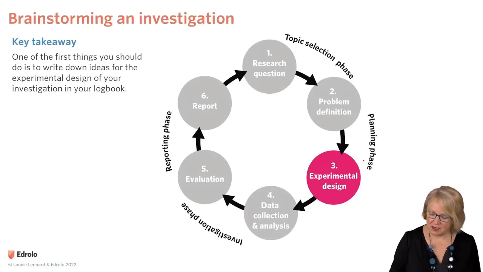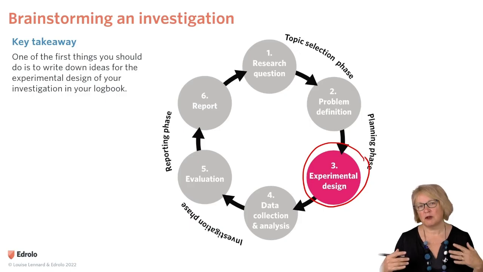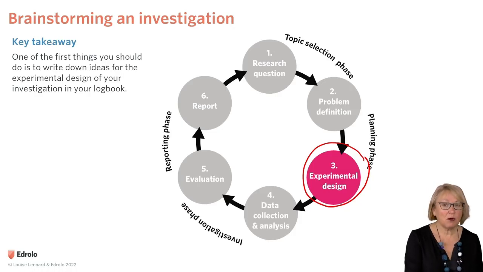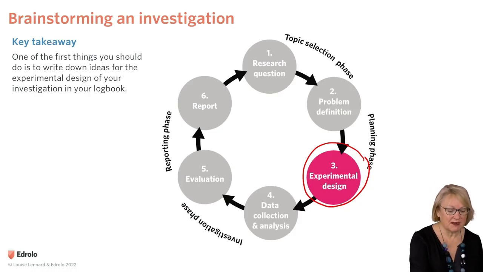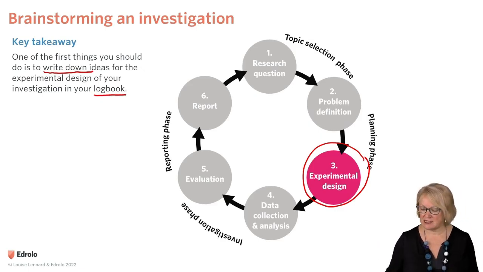So here we're up to the experimental design phase. We've already thought about our topic. We've already come up with a hypothesis, an aim, and a research question. And now we're trying to design an experiment to answer our question and to determine the aim. So what we want to do is write down everything that we think about in our logbook. So this is a brainstorming phase.